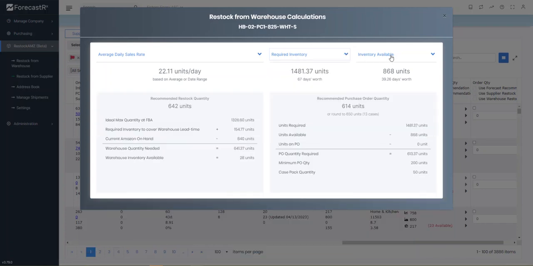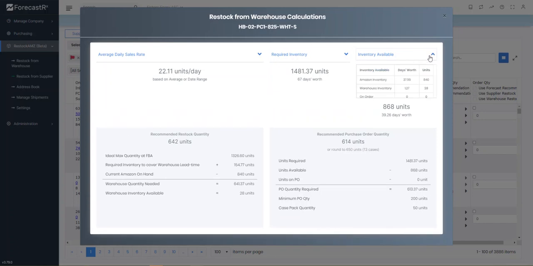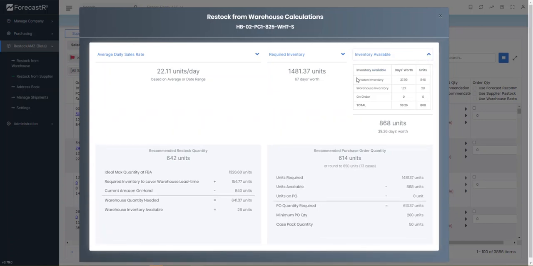To the right of that, we have your inventory available. You'll first see your Amazon inventory. So this is what you have on hand at Amazon, as well as inbound and any other available Amazon statuses. And then below, we also just display your warehouse inventory and if you had any units on order.